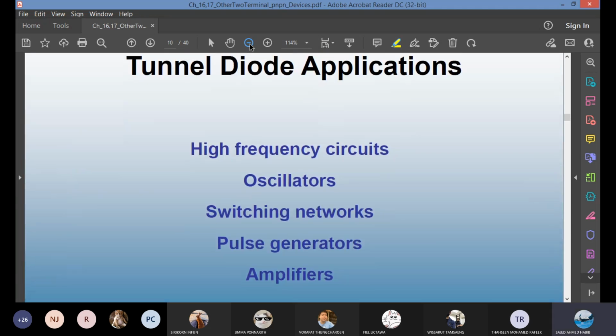See, it says some of the applications are high frequency circuit, oscillator, switching network. You can generate pulse, I assume, and amplifier. Do you have any questions? Any more questions about the tunnel diode? I don't have any yet. Okay.